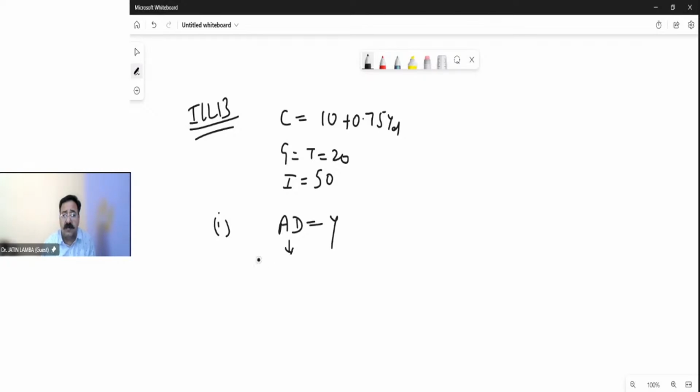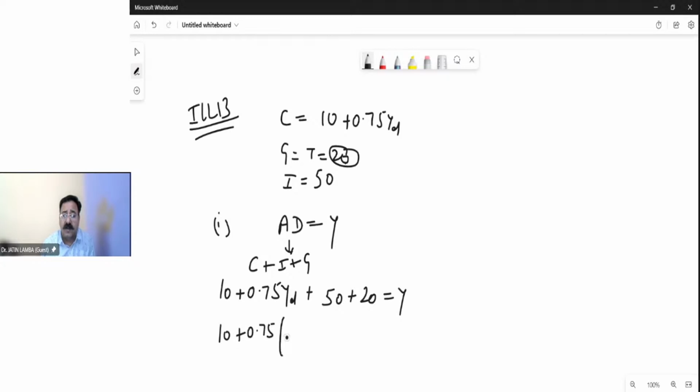AD in three sector model is C plus I plus G. C का function हमें given है. Put the value: 10 plus 0.75 YD plus I given है 50 plus G given है 20 is equal to Y. Now disposable income. Here this is the case of only taxes and that is lump sum tax, right? And that lump sum tax is 20. This is the first case. So put the value of YD. YD की value क्या होगी बच्चों? 0.75 Y minus taxes. What is the value of taxes? 20.